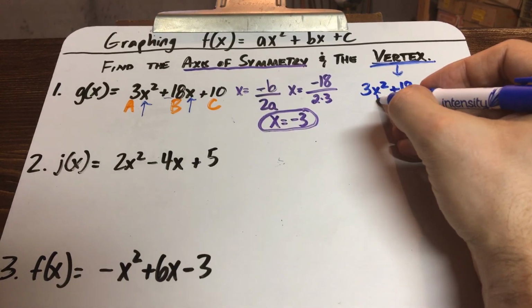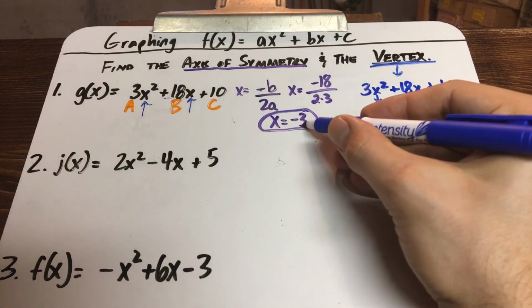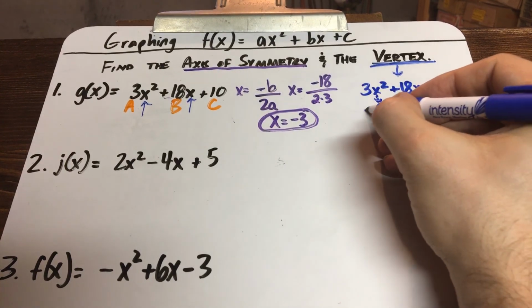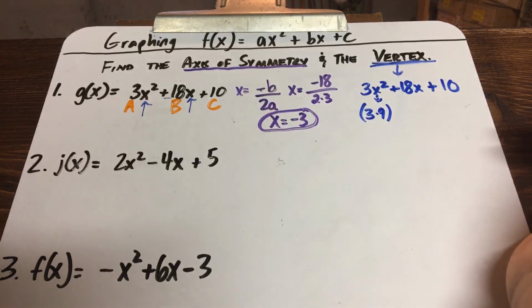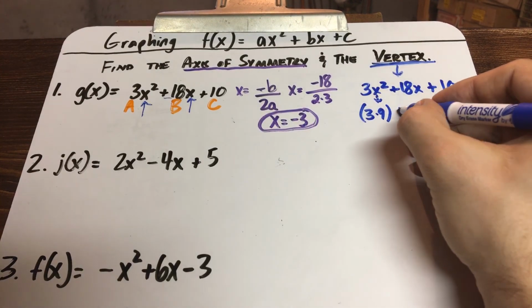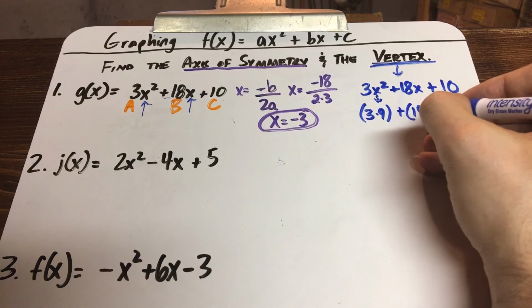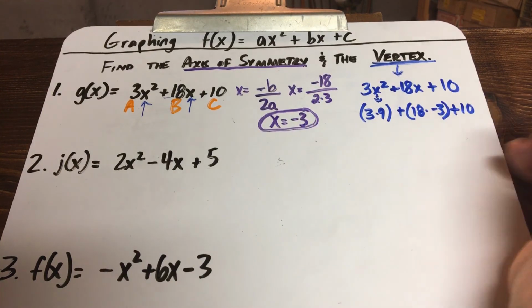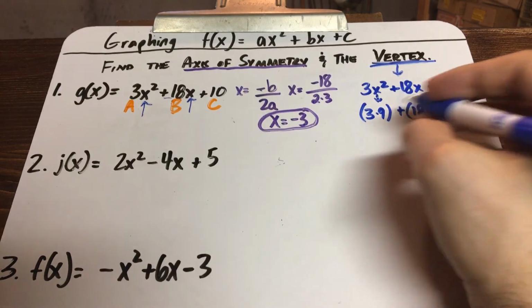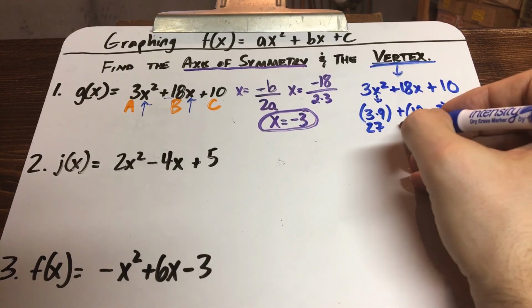So if I put -3 right here, can we do this in our head? Can we do -3 squared? -3 times -3 is 9. Are we okay just putting a 9 right there? I hope so. Here it gets a little bit complicated. 18 times -3, I might need a calculator for that. And then plus 10. So 3 times 9, I do know that one in my head, 27.